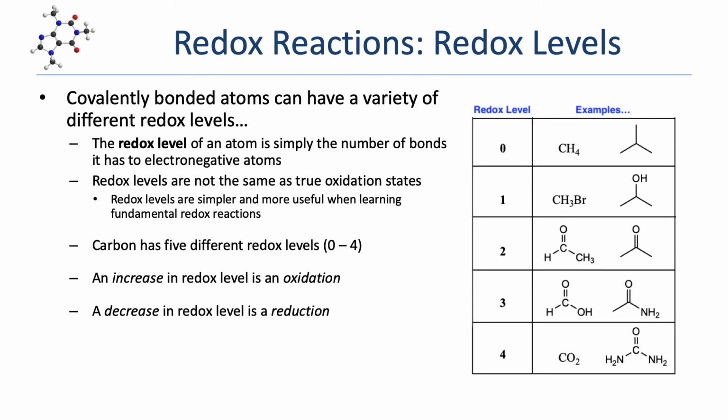So if we look at the possible redox levels for carbon, carbon can have up to 4 bonds, right? It has 4 valence orbitals, it can make 4 covalent bonds.